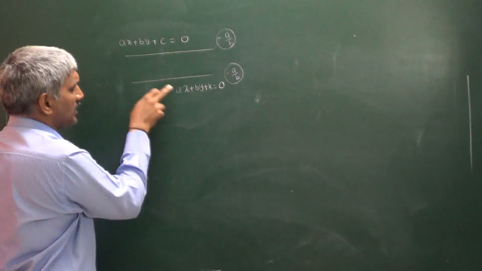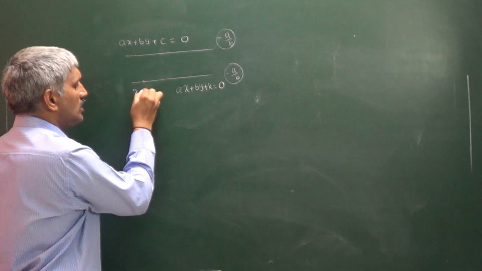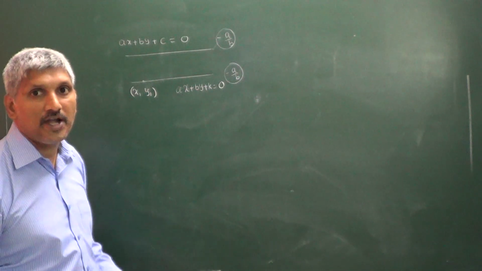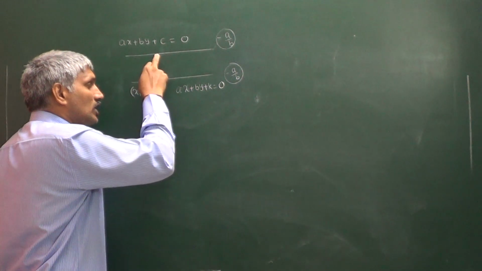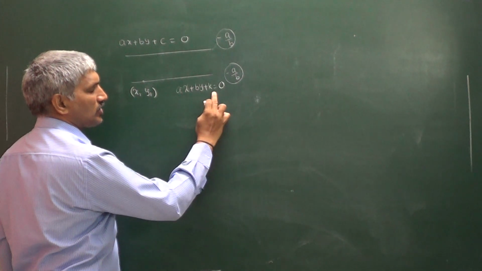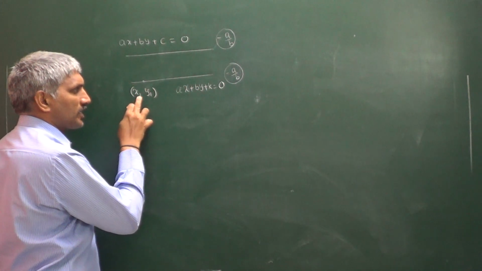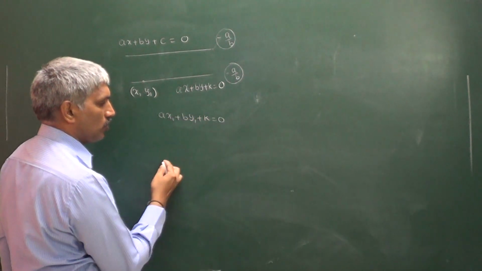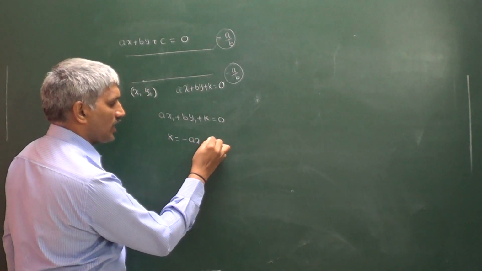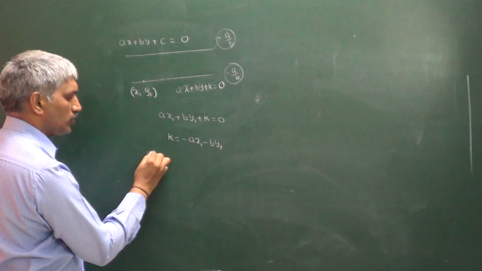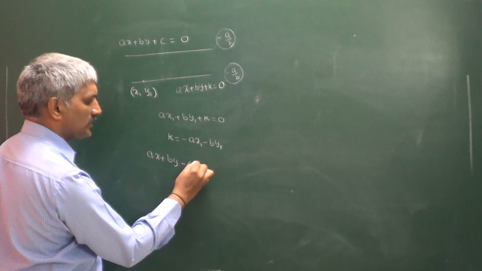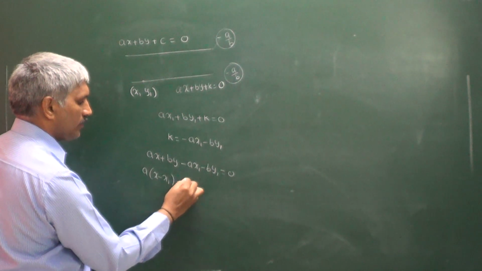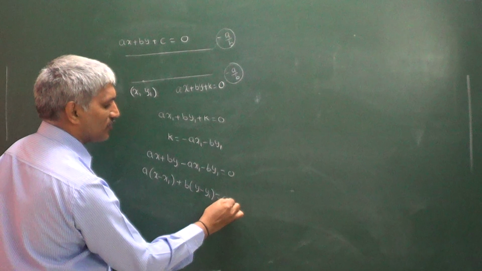Okay, suppose this line is parallel to this one and the information given is that it passes through the point x1, y1. Any line parallel to this line is of the form ax plus by plus k is equal to 0. This line is passing through the point x1, y1. Substitute there: ax1 plus by1 plus k is equal to 0. So we get the value of k is equal to minus ax1 minus by1. Substitute the k value there: ax plus by minus ax1 minus by1 is equal to 0. If you take a common, x minus x1. If you take b common, y minus y1 is equal to 0.